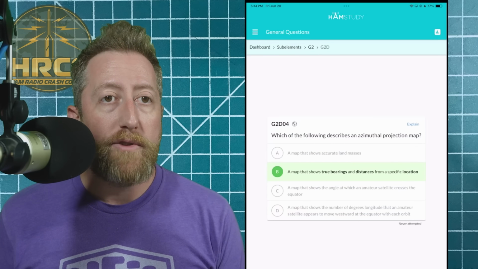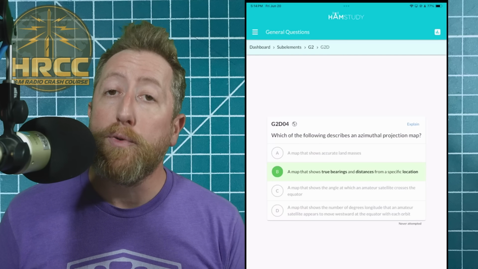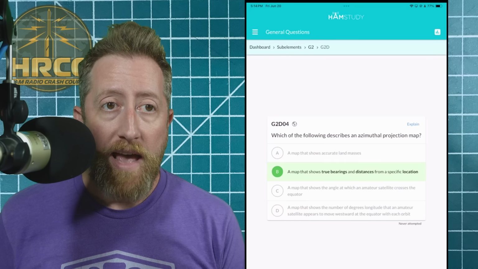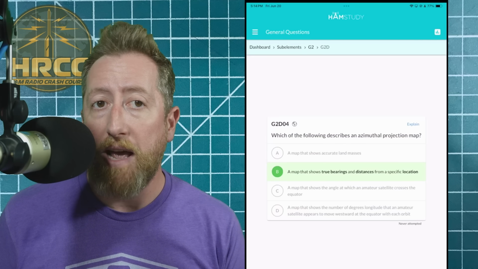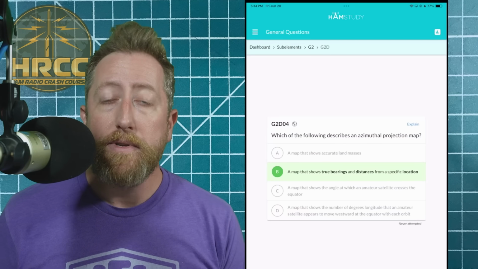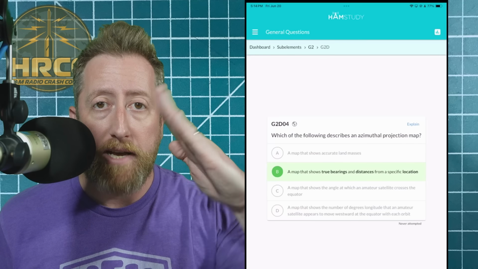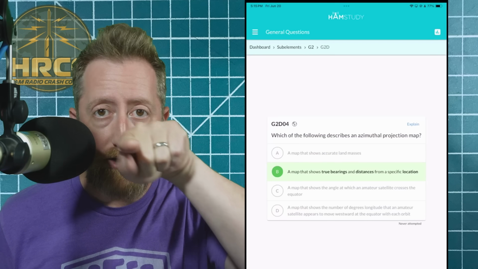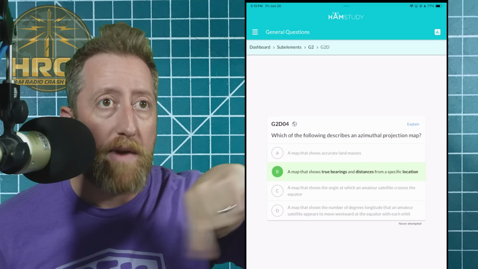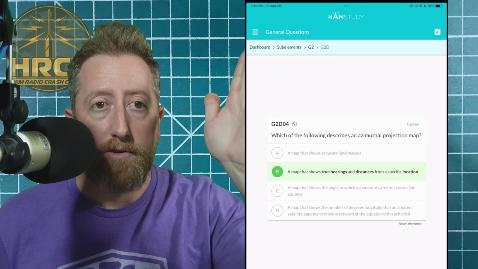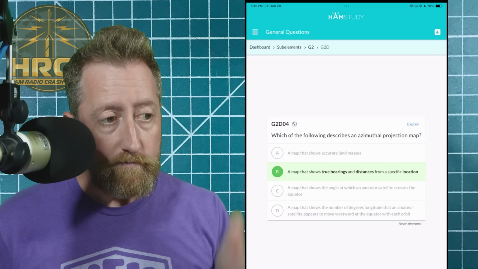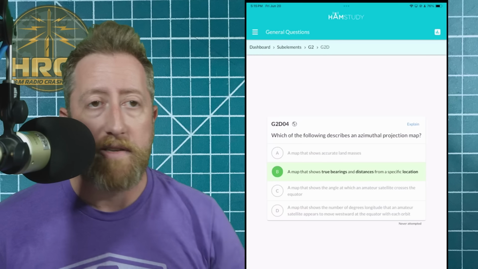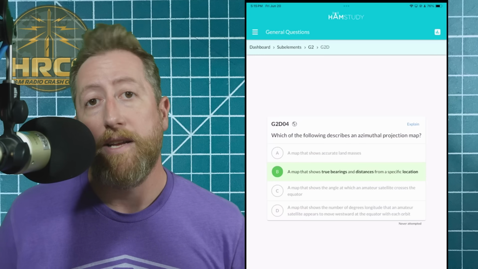Number 4, which of the following describes an azimuthal projection map? It is B, a map that shows true bearings and distances from a specific location. So you see these a lot in antenna rotator maps. I will be the center of a map, and then everything around me is my cardinal direction or bearing in degrees away. So if I'm going to Japan, it's going to tell me exactly what degrees my antenna should be pointed at.